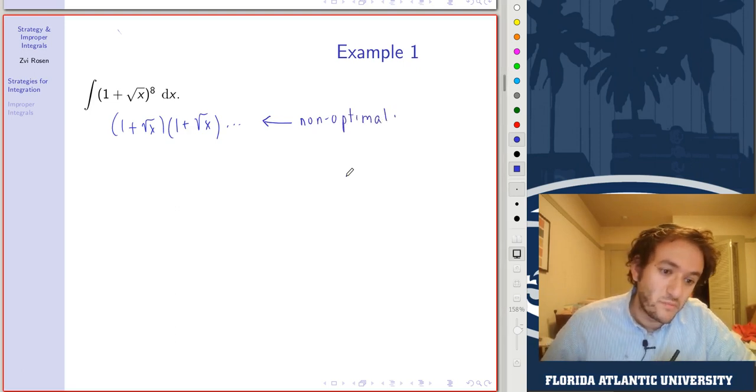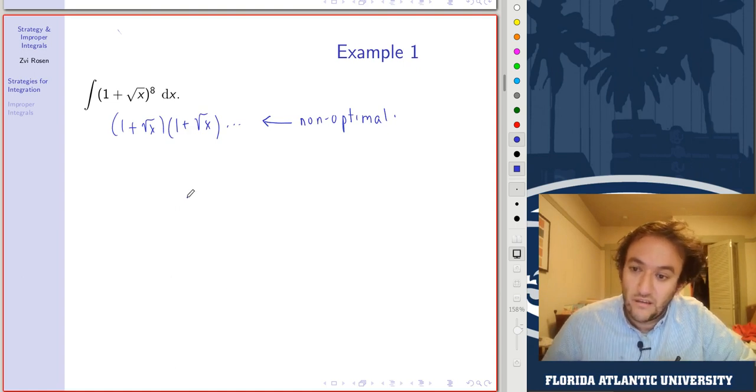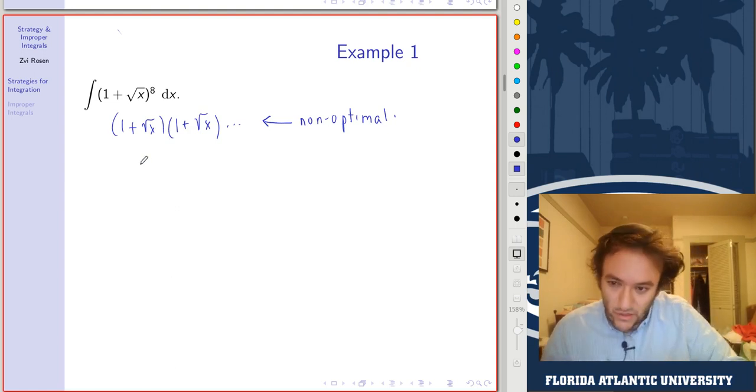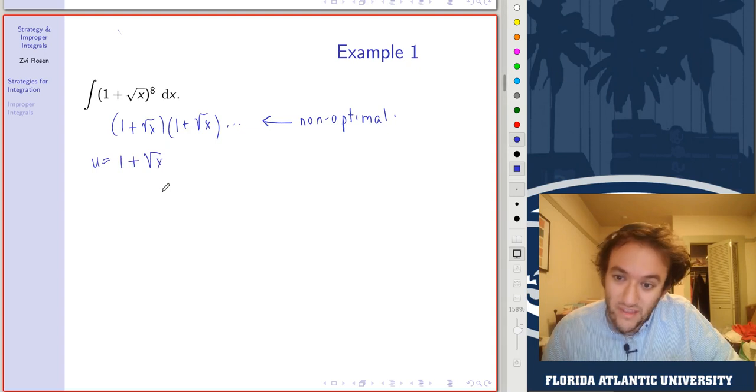It'll just be a lot of multiplication and generally annoying to do. So instead, we'll see if we can do a u substitution for 1 plus the square root of x. Because if that were the case, then we would have u to the 8th, and it would be much simpler.